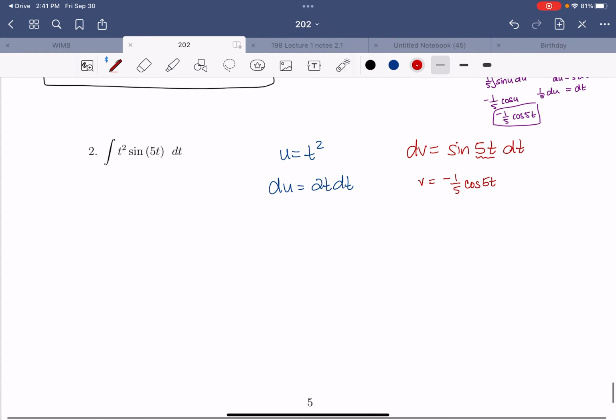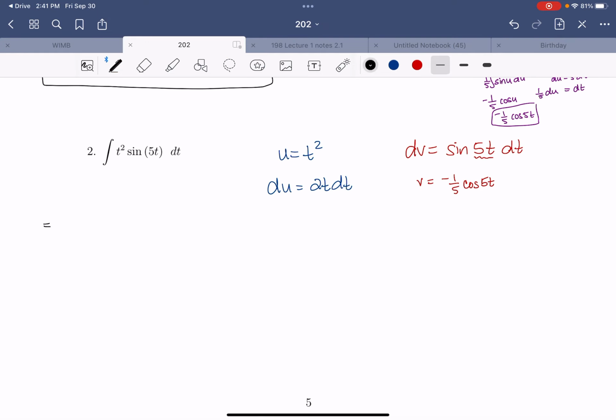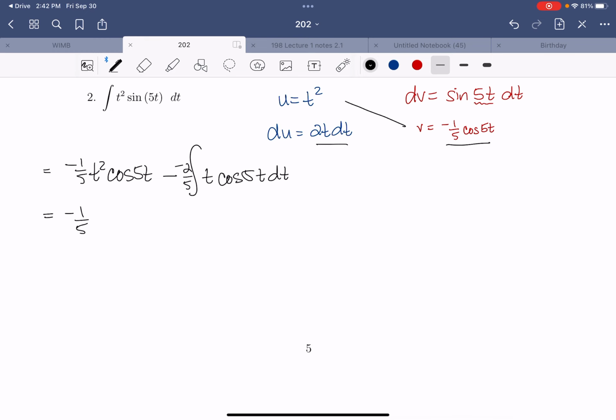That we use in our integration by parts. So this becomes negative 1/5 t squared cosine of 5t minus the integral of, all right, now we're taking these two together here and here. So 2 times negative 1/5 becomes negative 2/5, and I'm going to put that out front. T times the cosine of 5t dt. That simplifies to negative 1/5 t squared cosine 5t plus 2/5 integral of t cosine of 5t dt.